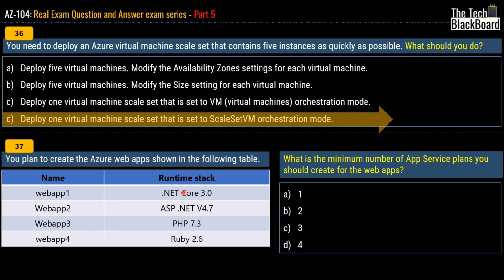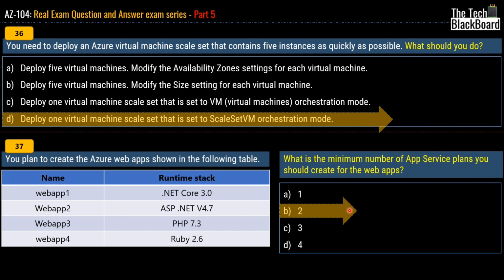We have .NET Core 3.0, ASP.NET version 4.7, PHP 7.3 and Ruby 2.6. The question says, what is the minimum number of app service plans you should create for the web apps? Your options are 1, 2, 3 and 4. The correct answer for this question is 2. So you have to create a minimum of 2 app service plans.